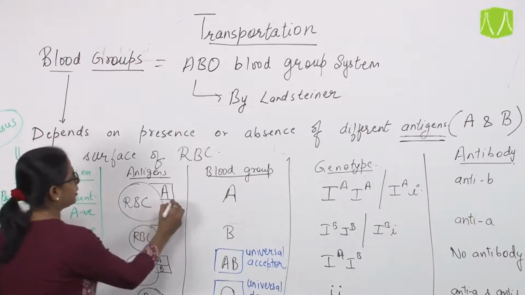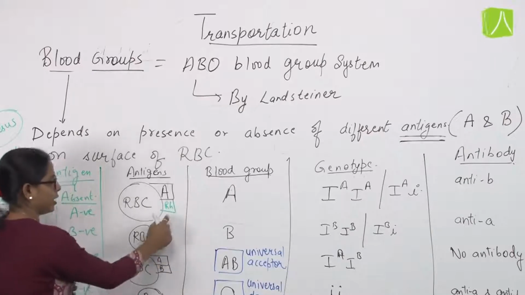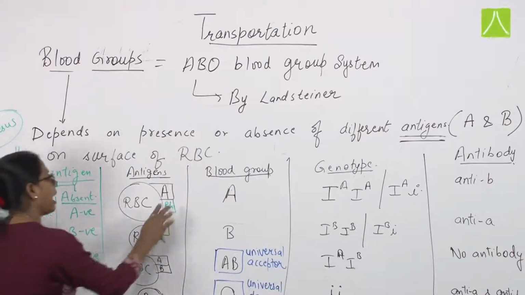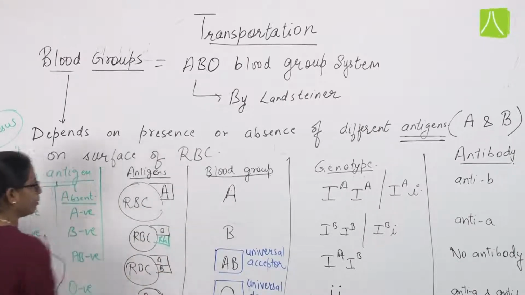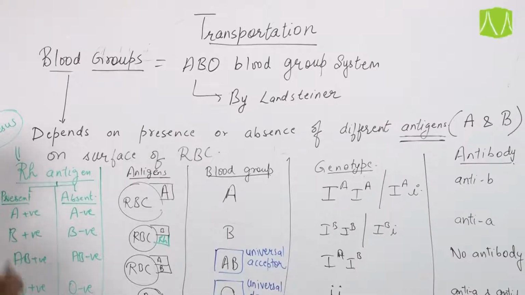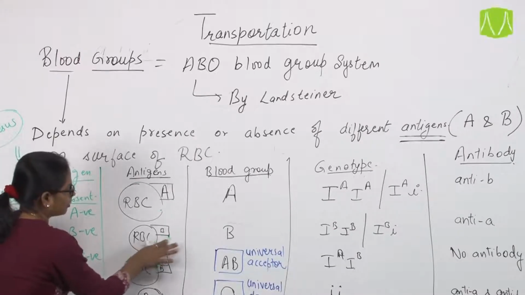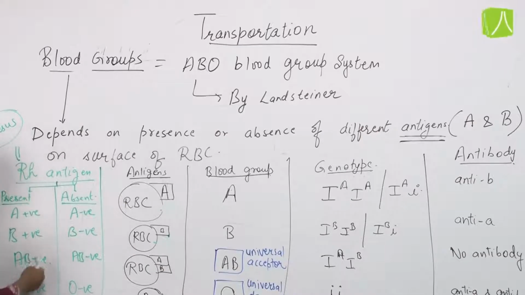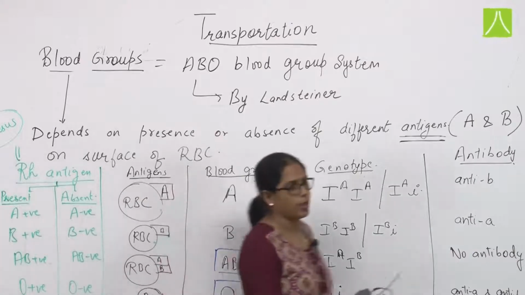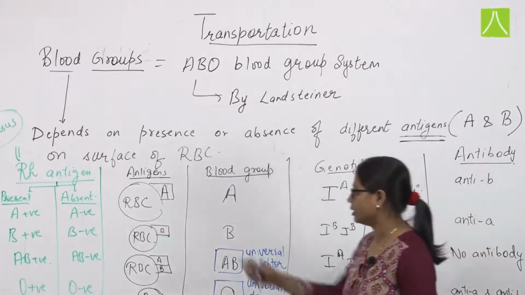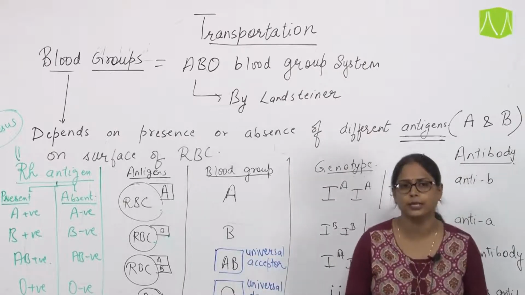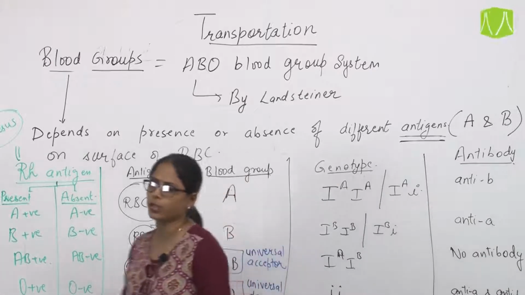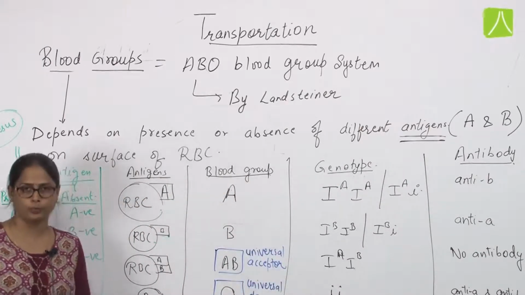That means here along with A, if the RH antigen is present, then it is positive, and if it is absent, then it is negative. Similarly, along with B, if the RH antigen is present, that means B positive, and if it is absent, then B negative. In the same way for AB and O blood groups also. So this is all about blood groups having different antigen systems, with positive and negative values also. By looking into this, we can now easily recognize the blood group, and we can also distinguish which is the universal donor and which is the universal acceptor.